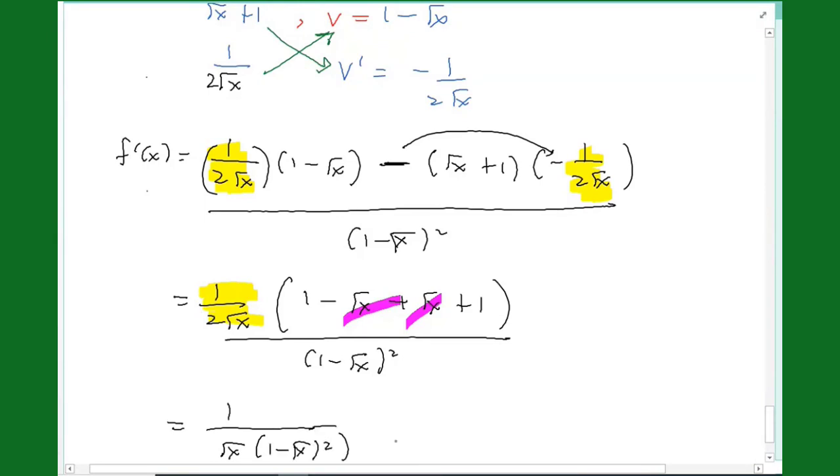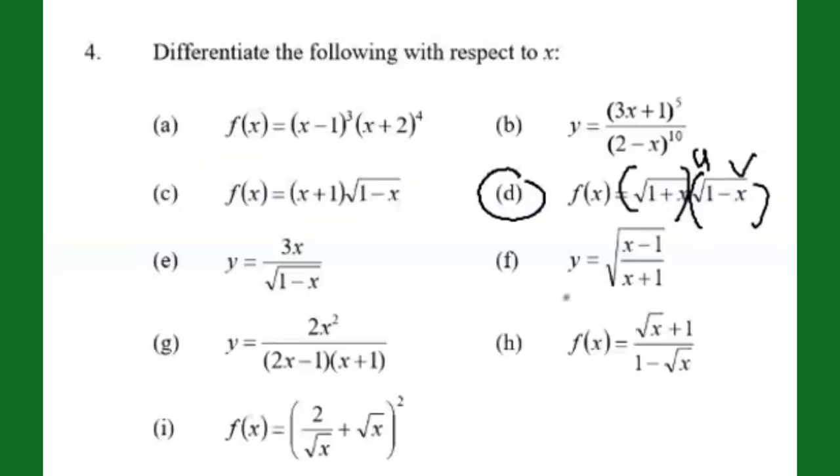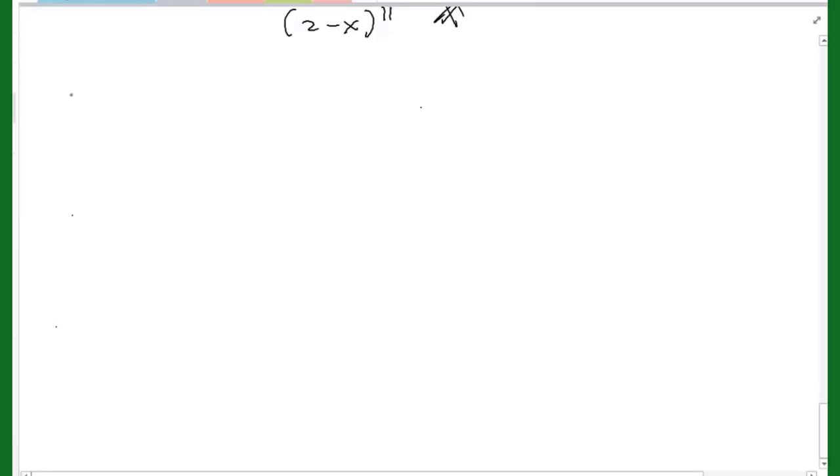Okay, and try to check the answer. Okay, don't trust me. Hopefully it's correct. Okay, so that is correct. So the idea is like this. Any questions for this? None. That one is D. For I, use the power rule and then differentiate. For I.